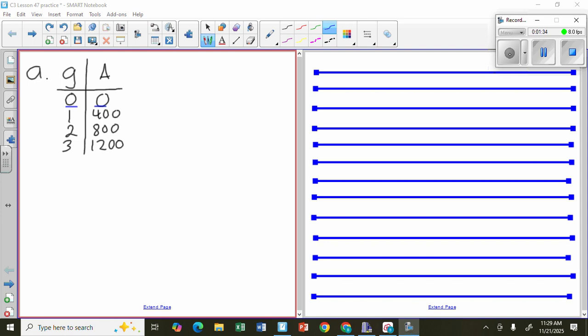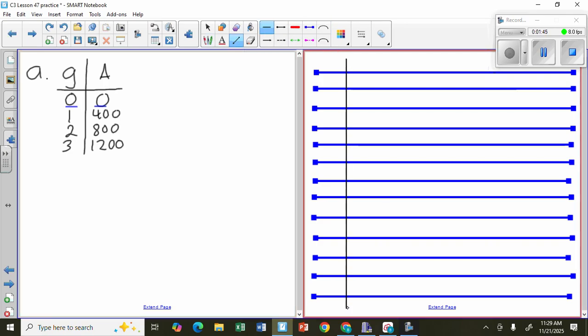Okay? So what we're going to do is copy that table. So I'm going to use my ruler. You will use your ruler. I'm going to draw a straight line going down the paper. I'll use my ruler on the bottom half. Now, I'm going to make sure I have enough places.